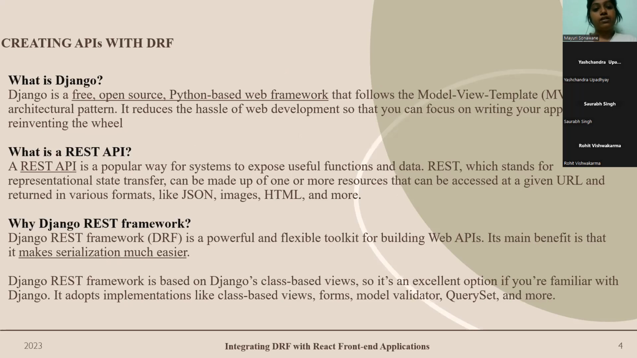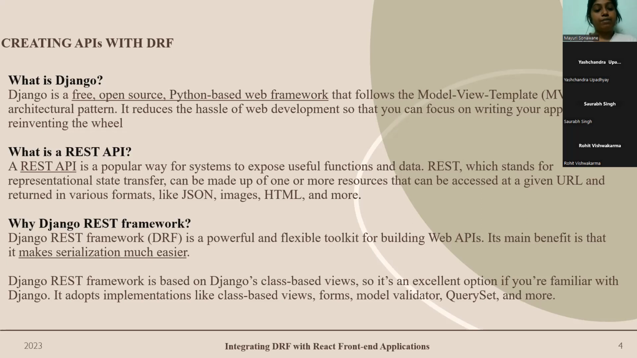Creating API with DRF. So what is Django? Django is a free open source Python based web framework that follows the model view template architectural pattern. It reduces the hassle of web development so that you can focus on writing your app instead of reinventing the wheel. What is REST API?